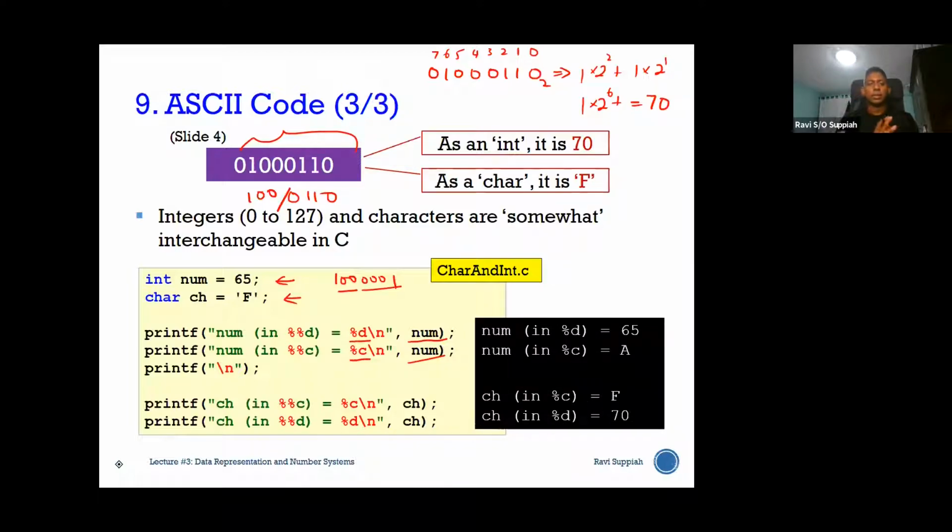Similarly over here, ch is a character variable, and initially I assign the value of ASCII F to it. ASCII F is this symbol here, 0 1 0 0 0 1 1 0. So this is the representation of ASCII uppercase F. If I interpret it as an integer, I use %d. I get 70 printed out. If I interpret it as a character and print it out, I get capital F.